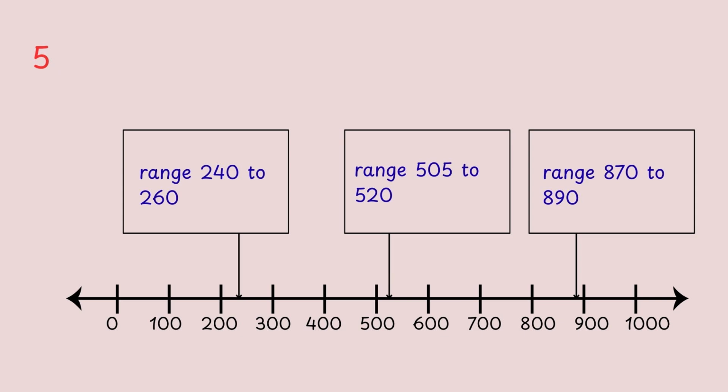So let's look at the second box. It's sitting just a tiny bit past that 500 mark. So the target range is between 505 and 520. So let's look at the last box. The arrow is pointing just a little bit before the 900 mark. So the target range here is 870 to 890.